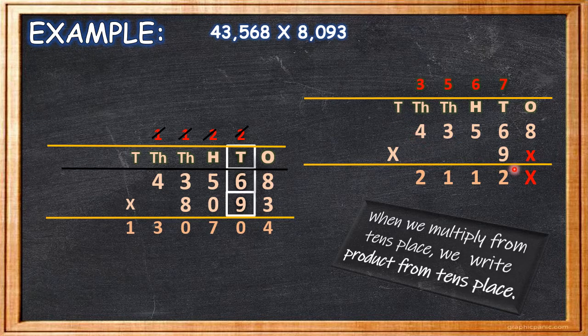Yes children. Now multiply tens column with 10,000's place. So 4 into 9, 36, 36 plus 3, 39, I'll be writing here. Is it clear children? Why is it shifting one step ahead towards the left side? Because we are writing products from tens column only. Okay children, so don't get confused by this.